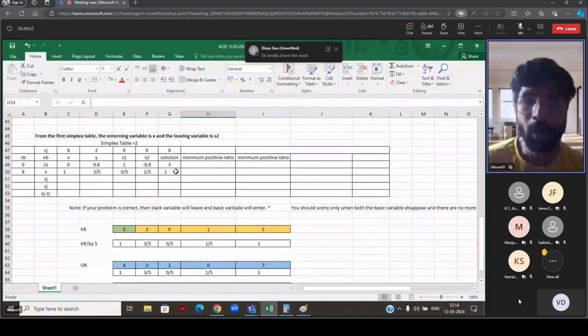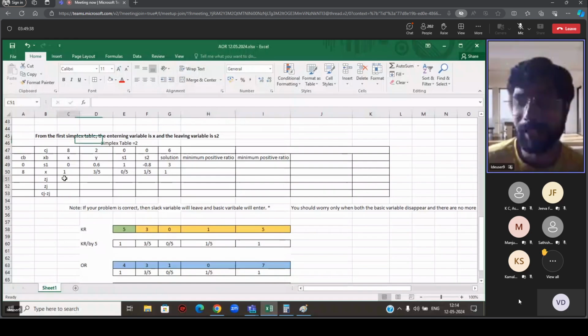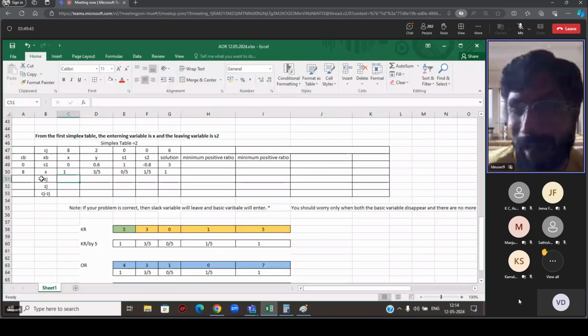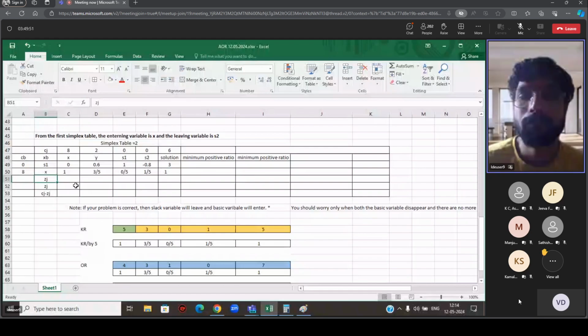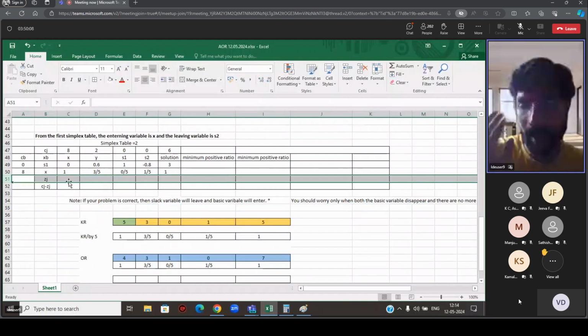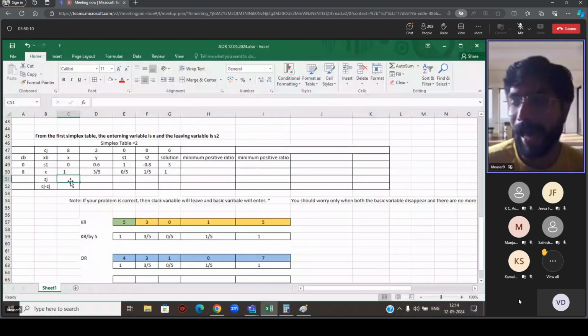Then how do you get Zj? It's very simple. Now the Zj values will not be 0. Only in the first simplex table will the Zj values be 0, not in other tables. So it will be 0 into 0 plus 8 into 1. I'm going to write the values directly, because in the first table I've clearly shown you how to do it. 0 into 0 plus 8 into 1 is how much?